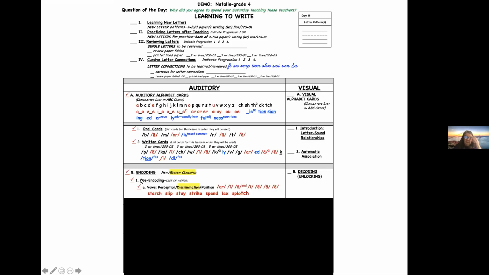So on this, I don't think that, I mean, some teachers use the pre-encoding term for the first part where kids are doing either vowel perception or vowel discrimination or vowel position. Some don't. So it's not wrong or right. It's just a variation on the theme, like I said.